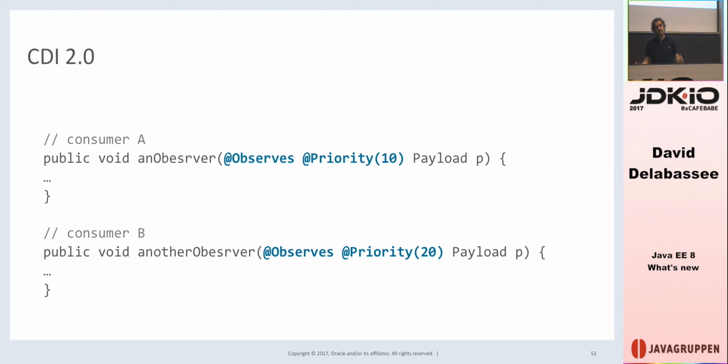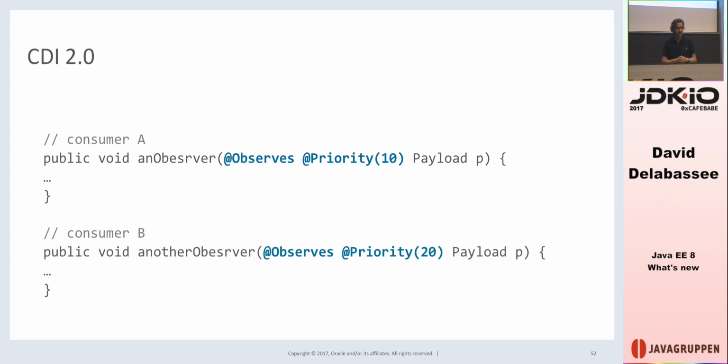So now in CDI 2.0 you have the ability to define in which order your observer has to be invoked. The thing that is important is that the lower the priority number, the higher the actual priority is. So, yeah, it takes a bit of time to get used to that, but it's easy. I mean, 10 will be invoked before 20. It's an order, yeah, but the annotation is called priority.